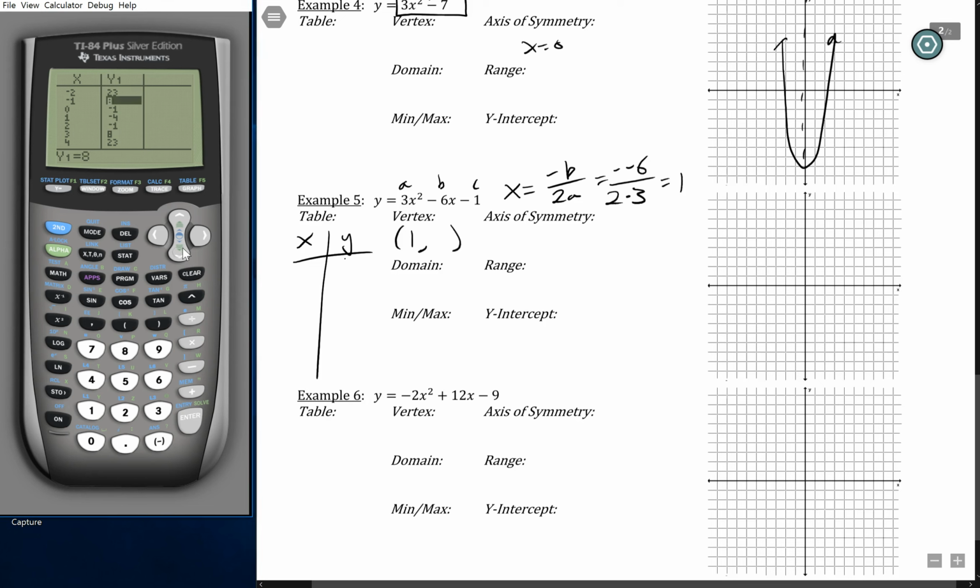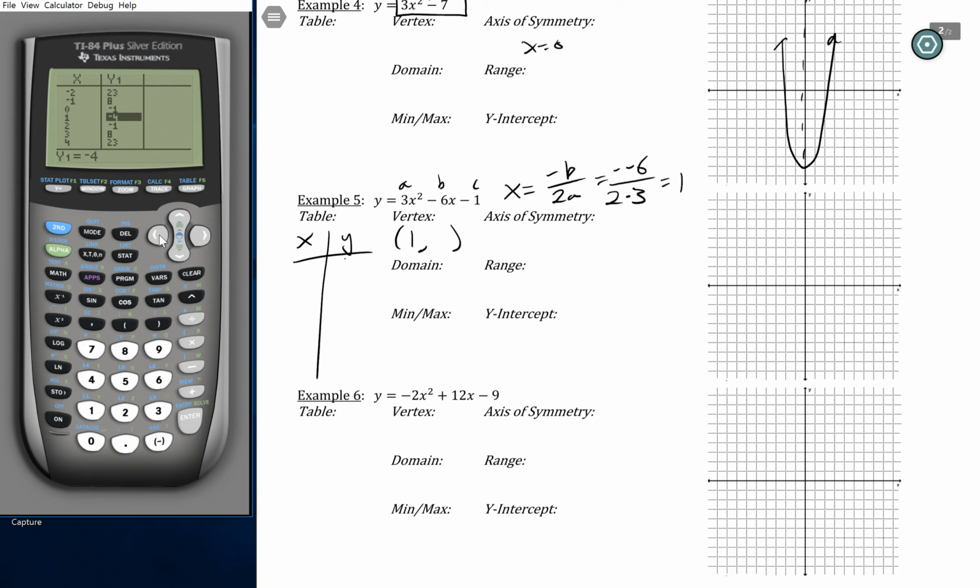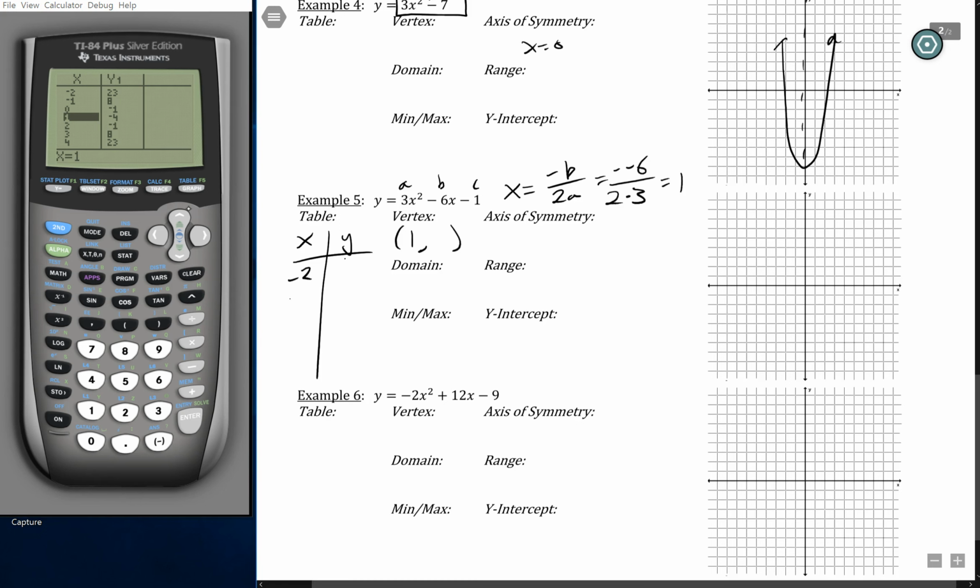And take a look in the table here. Something is really interesting. Here's the x-coordinate of my vertex. What do we notice as I go to one point on either side? Here's where the mirroring has happened. So instead of just picking -2, -1, 0, 1, and 2, I'm going to pick points that are around 1. So 1, I can see, has a y-coordinate of -4, so that's my vertex. And then the mirroring comes from going 2 points below and 2 points above.